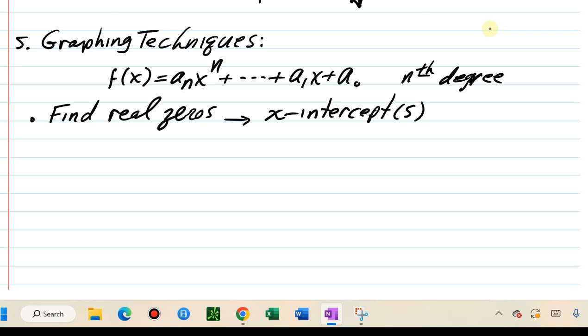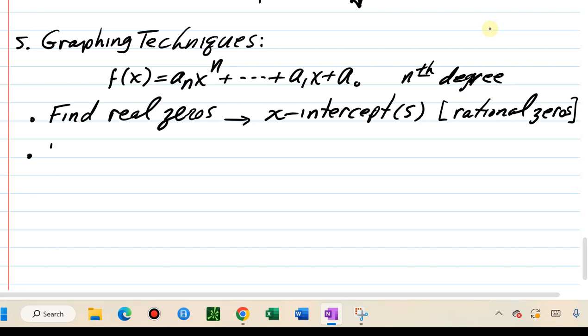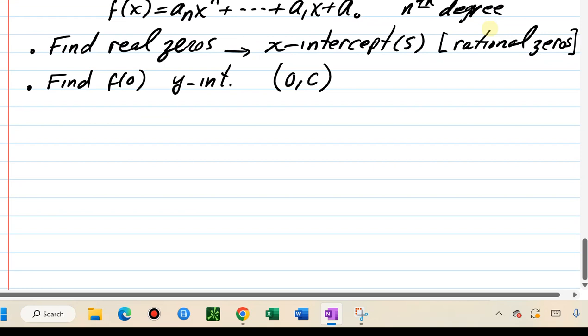And we can use the rational zero theorem to do this, right? How do I find the real zeros? We talked about the rational zeros also in the previous section. That's how we're going to find them. And what else do we do when we graph these? We find f at 0. In other words, we find the y-intercept. The y-intercept has points 0 and whatever c. Call it the y component of the y-intercept.